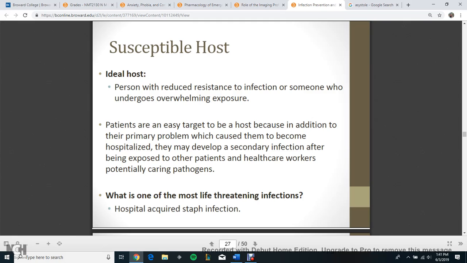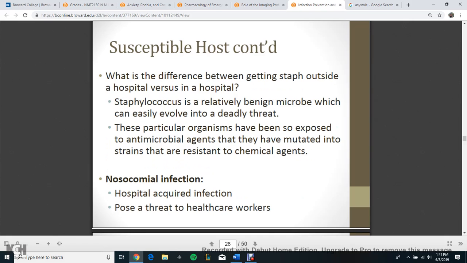What is the most life-threatening infection? Hospital-acquired staph infection. What is the difference between getting staph outside a hospital versus inside of a hospital? Staph is a relatively benign microbe which can easily evolve into a deadly threat. These particular organisms have been so exposed to antimicrobial agents that they have mutated into strains that are resistant to chemical agents.